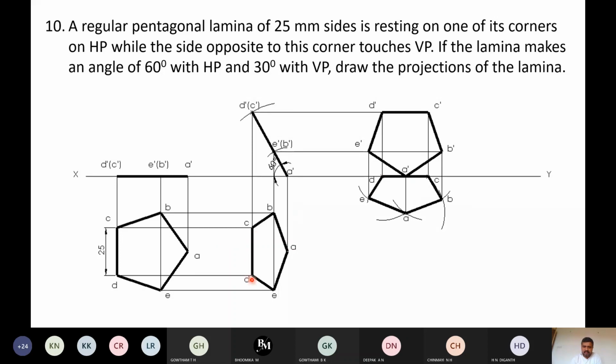First take CD on XY line. Okay, same 25 mm. So take CD. Then using compass, take radial distance between D and A, cut an arc. Next take radial distance between C and D, cut an arc. You will get point A. After getting D and A, you can get E and B, like all previous problems.